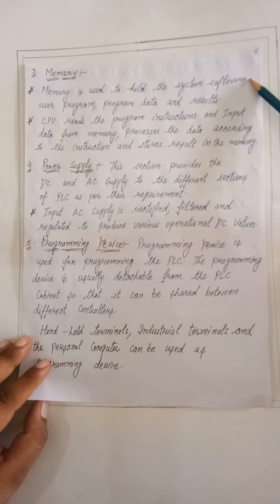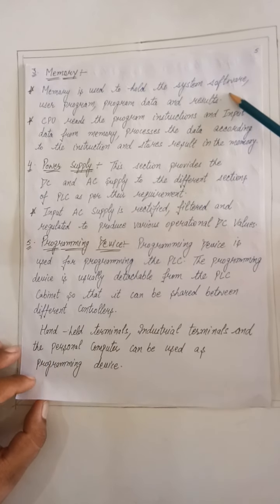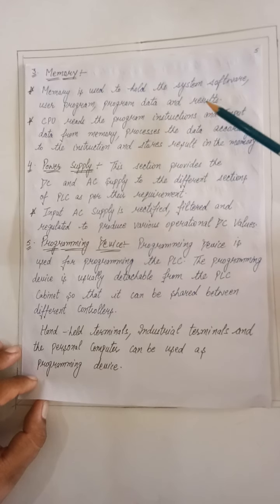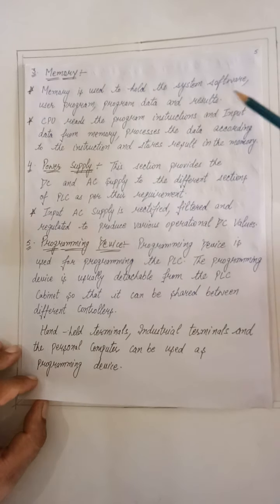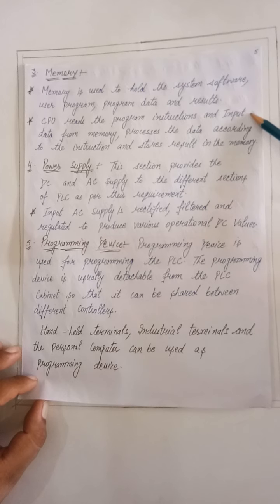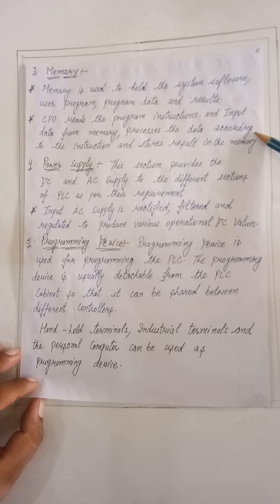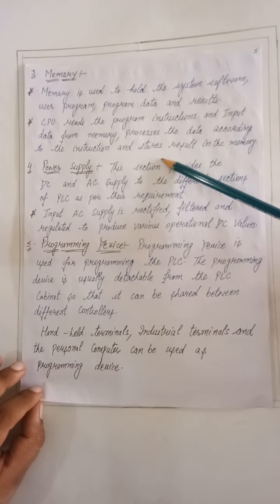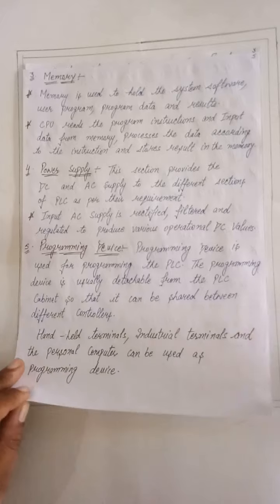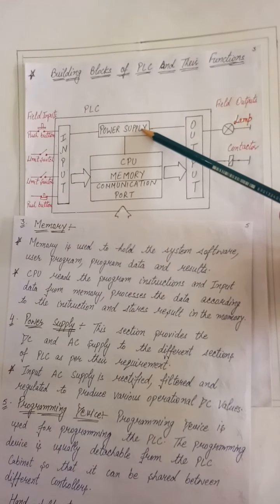Memory is used to hold the system software, user program, data, and results. CPU reads the program instructions and input data from memory, processes the data according to the instructions, and stores the result in the memory. Now the next block is the power supply.